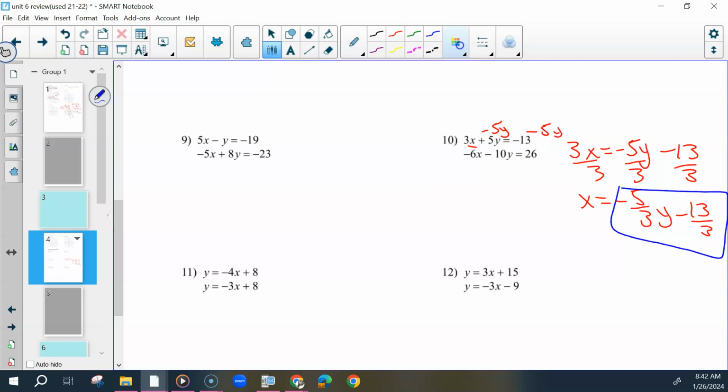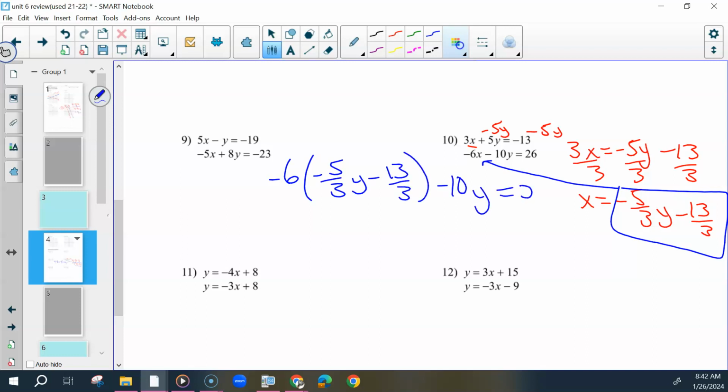Then take that expression and put it back into the second equation where x is. So that would look like negative 6 times (negative 5/3 y minus 13/3) minus 10y equals 6. And then start to distribute. Use your calculator.